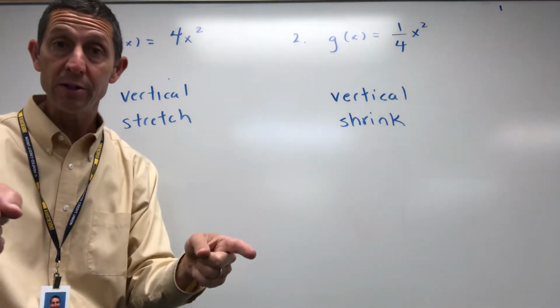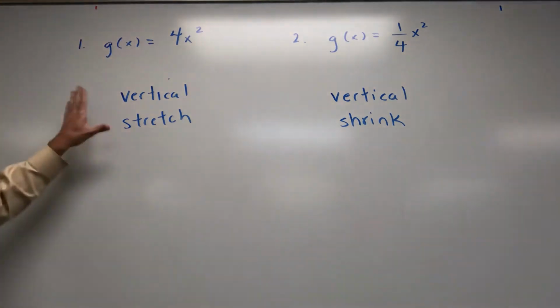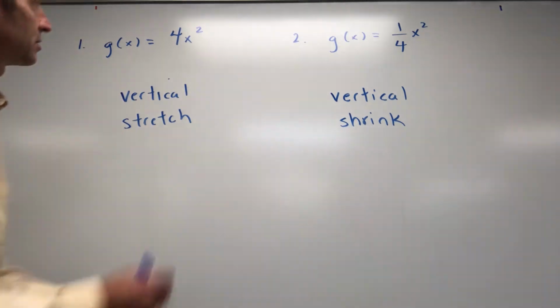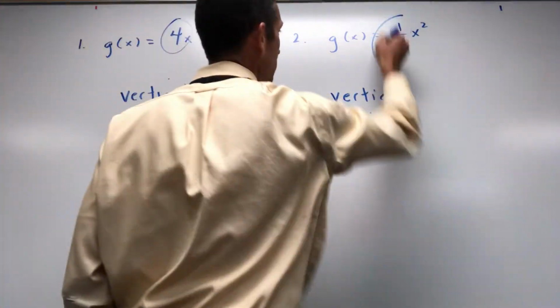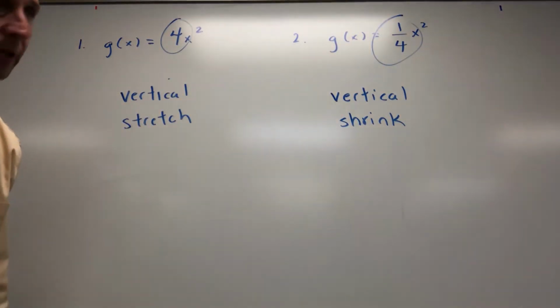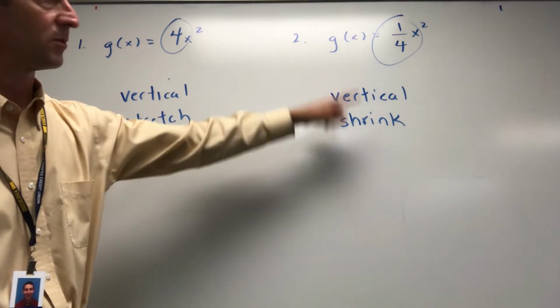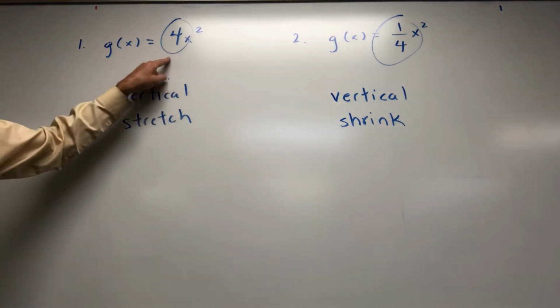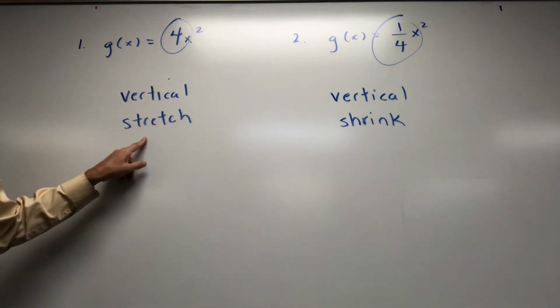So today you got to do some labeling, some describing. Vertical stretch, vertical shrink. It's all sitting with that value right in front of your x squared. So between 0 and 1, it's a fraction, that shrinks it. Greater than 1, that's a number, that stretches it.